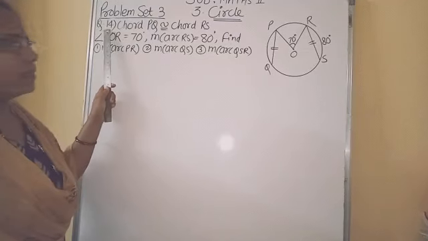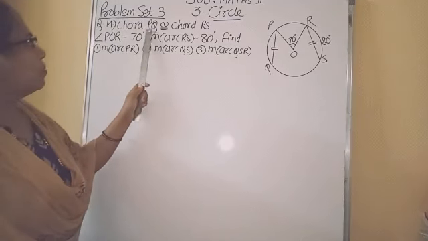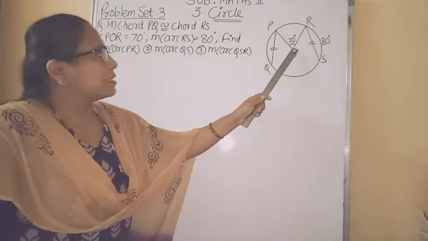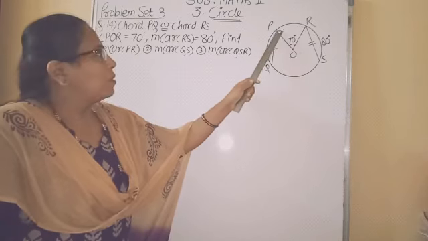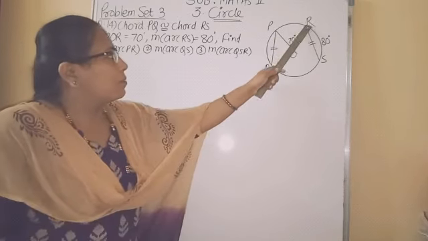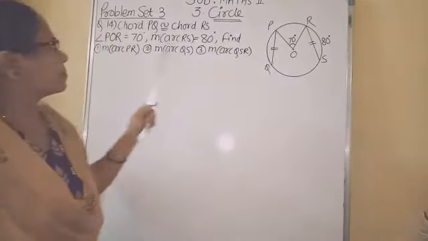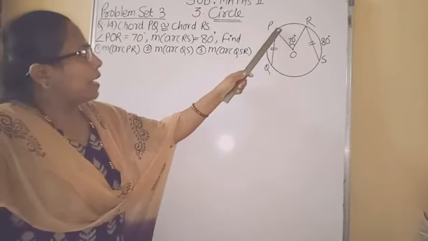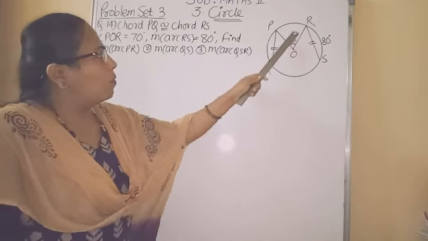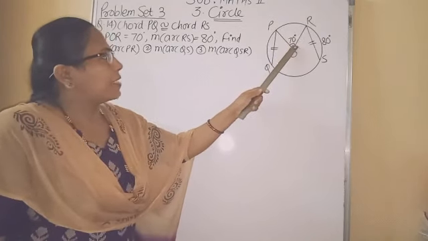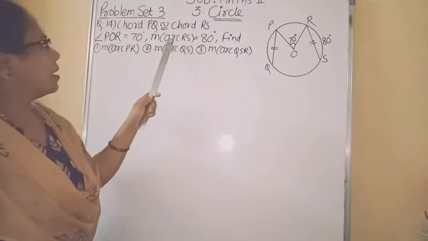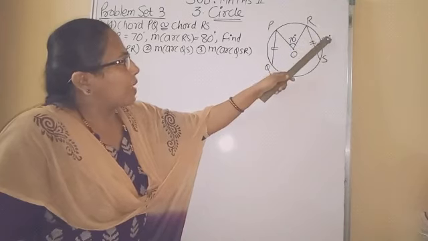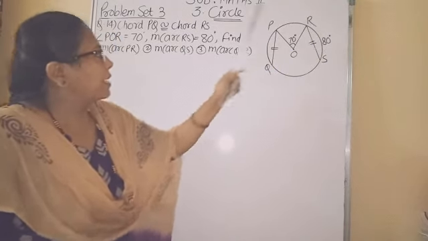Question number 14. Chord PQ is congruent to chord RS. Here in the circle with center O, chord PQ is congruent to chord RS. Angle POR is equal to 70 degrees. This central angle POR is 70 degrees. Measure of arc RS is equal to 80 degrees.